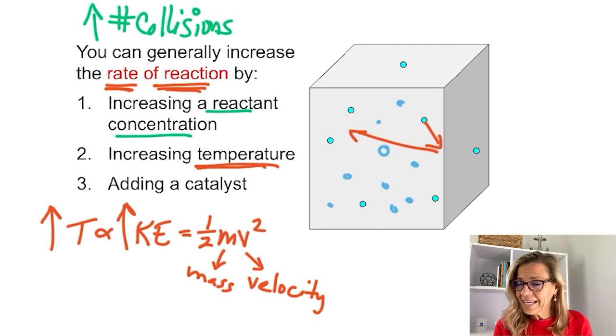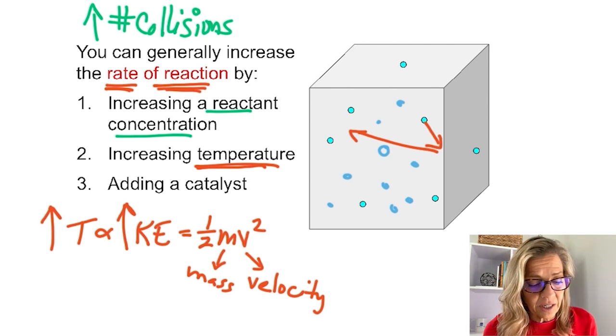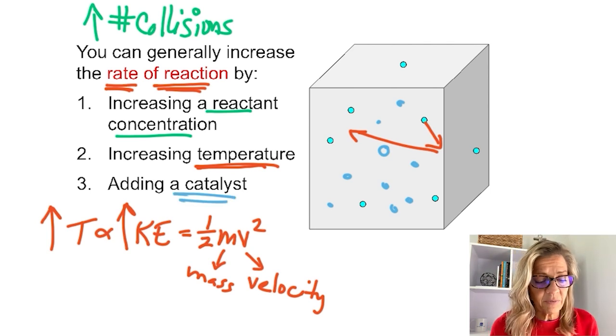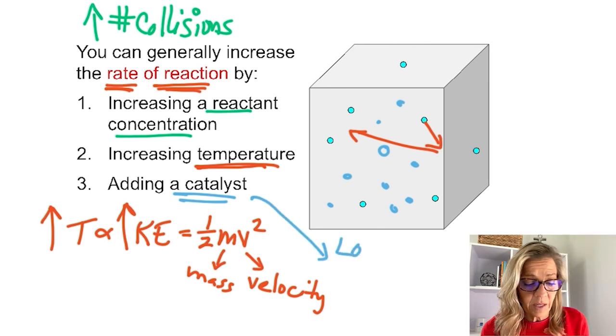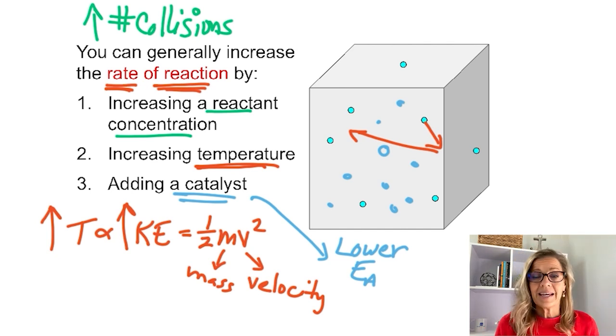And then the last thing is a catalyst, okay? And a catalyst doesn't enter into the reaction, but it does make it go faster. A catalyst will lower the activation energy, and that's how a catalyst will increase the rate of reaction.